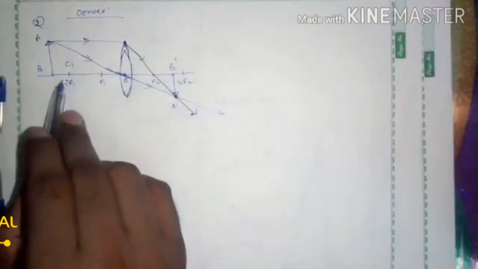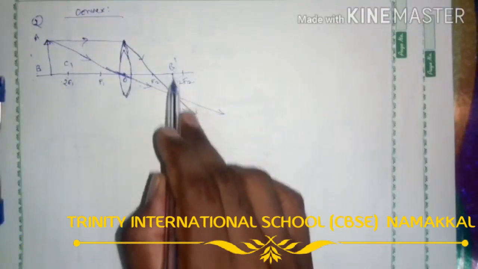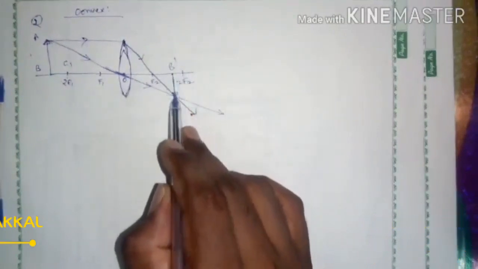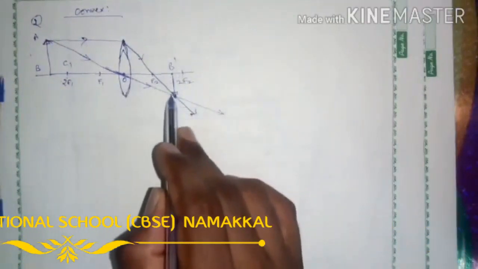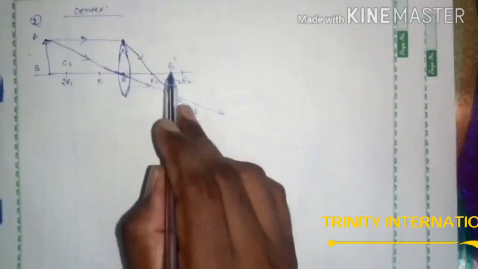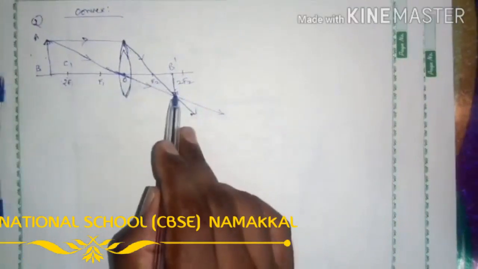So the object is placed beyond 2f1, so the image is formed between f2 and 2f2. This is the real and inverted image. Inverted, the position will be between f2 and 2f2, and the size will be diminished compared to the object size.